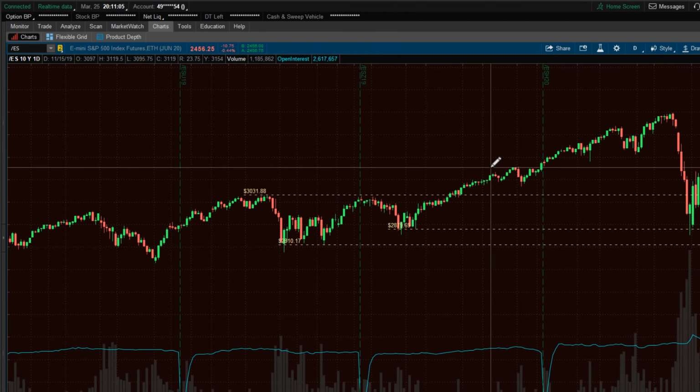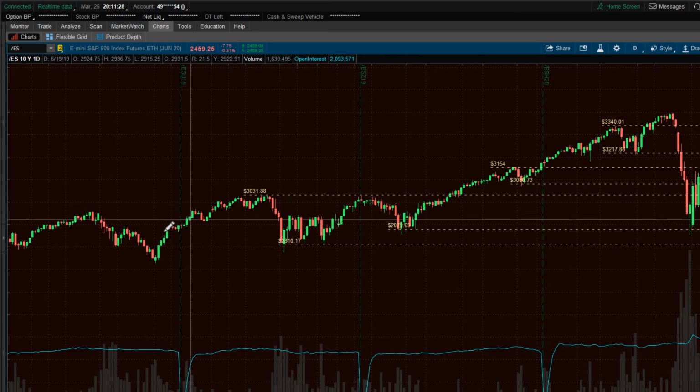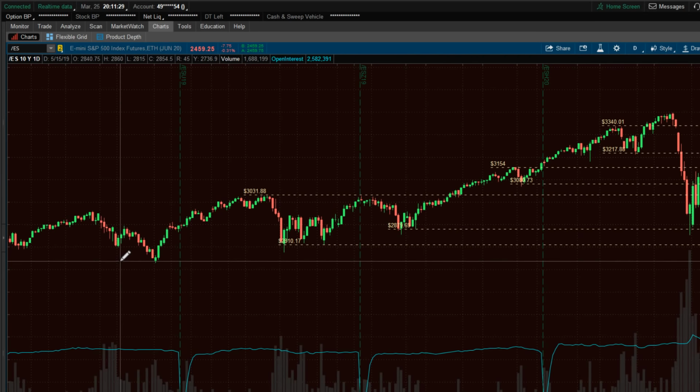When we talk about resistance, resistance is going to be your overhead supply. When we talk about support, it's going to be the lower demand.